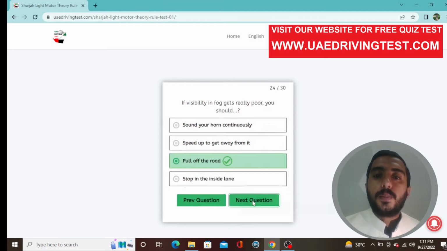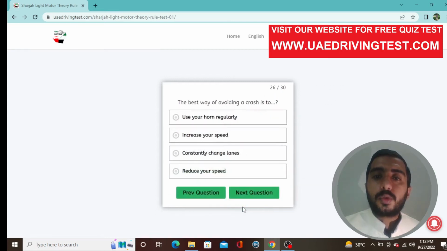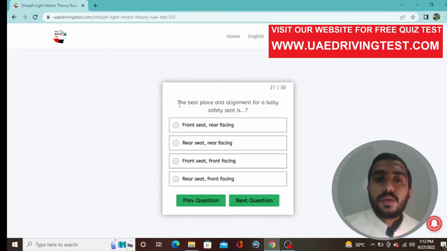Next question. Question number 25 is, using a hands-free kit makes you how much safer using a mobile phone when driving? Not at all. Option C is the correct one. Definitely it will not make you safer during driving. Next question. Question number 26 is, the best way of avoiding a crash is to reduce your speed. Option D is the correct one. Question number 27 is, the best place and alignment for a baby safety seat is the rear seat and rear facing. Option B is the correct one.